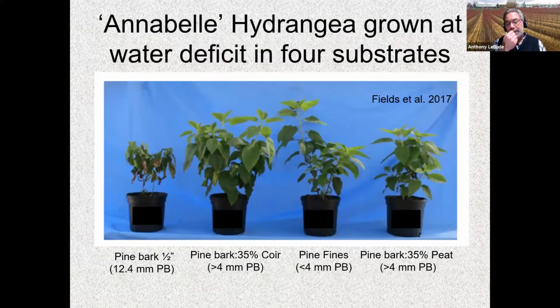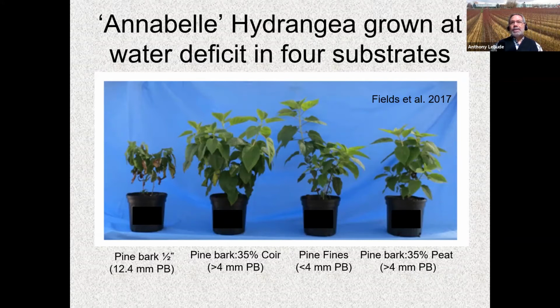And this is a study using coir in production with just pine bark, 35% coir, and then just pine fines, which is less than the ½ inch. So it's everything that's sieved below ½ inch when you're using the bark. And then pine bark with 35% peat on the far right. Now, each of these plants had their own solenoid. So they each received the same sort of volume of water, but it would water it completely in the morning to container capacity.